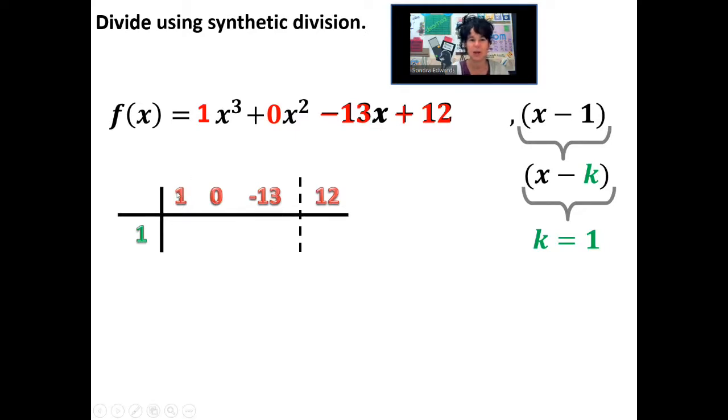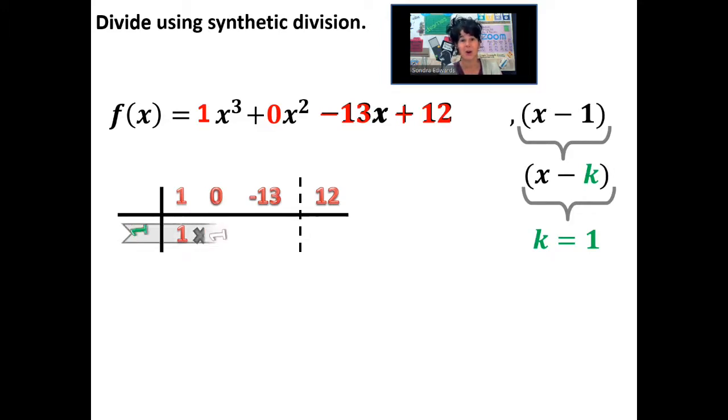So this one right here, we're going to start by dropping it down, multiply across. So 1 times 1 is 1. Add diagonal, so we're going to add 0. So 1 times 1 is 1. 1 plus 0 is 1. Drop that answer down. Okay, then we're going to just start again.